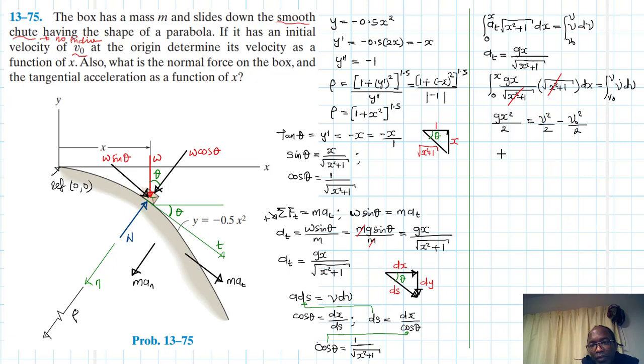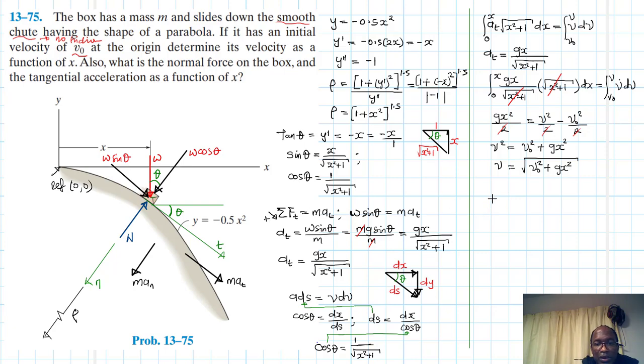So therefore, our v squared will just be equal to, the 2 goes up there, they cancel, so all this goes, and then we have v squared equal to v naught squared plus gx squared. Therefore, our v will just be equal to the square root of v naught squared plus gx squared. So that's our v. We found v in terms of x.